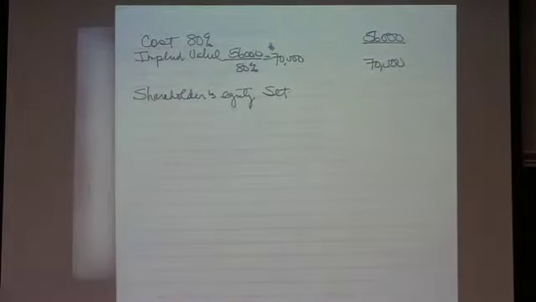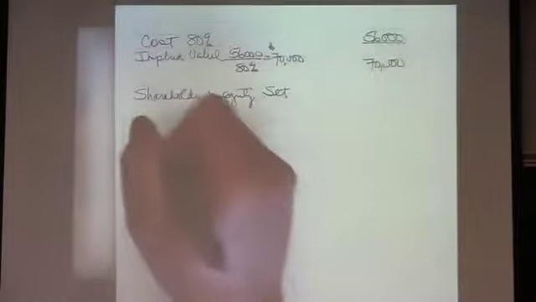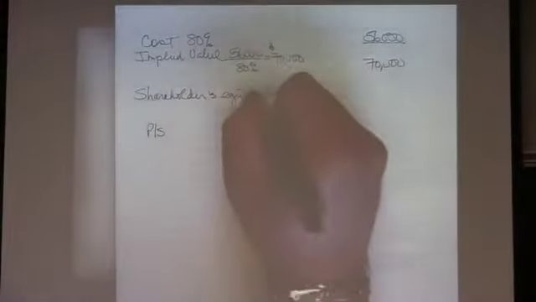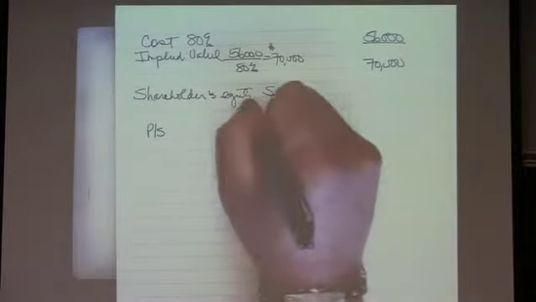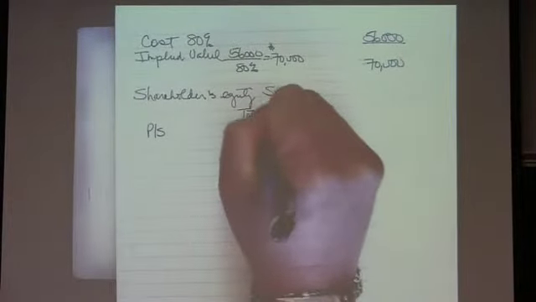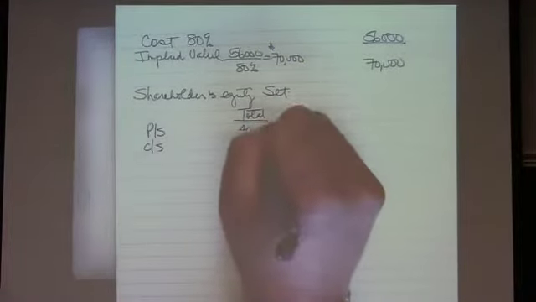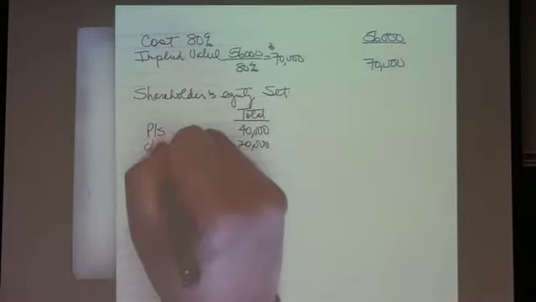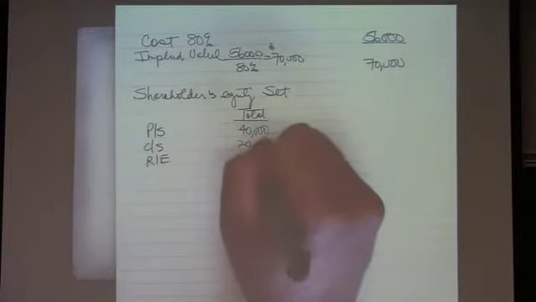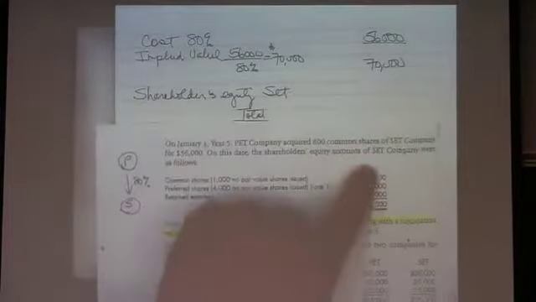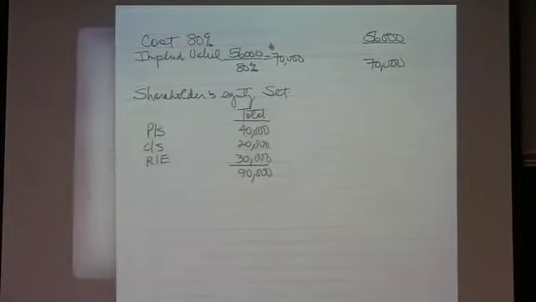Now, this is where it's going to be a little different from the other mock exercise that we've done. We've got preferred shares. I'm going to short form that as PS. The total of that is $40,000. Common shares is $20,000. And retained earnings is $30,000. So all I've done is take them out and list them exactly the way you see them in the question.